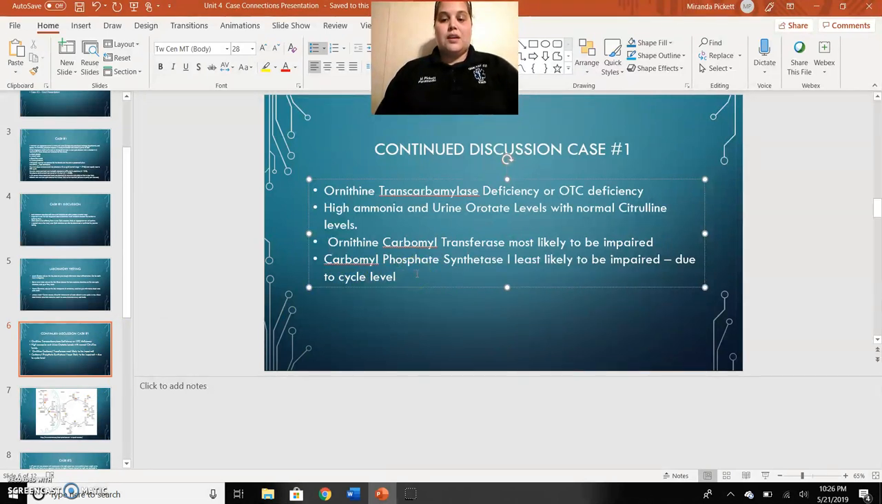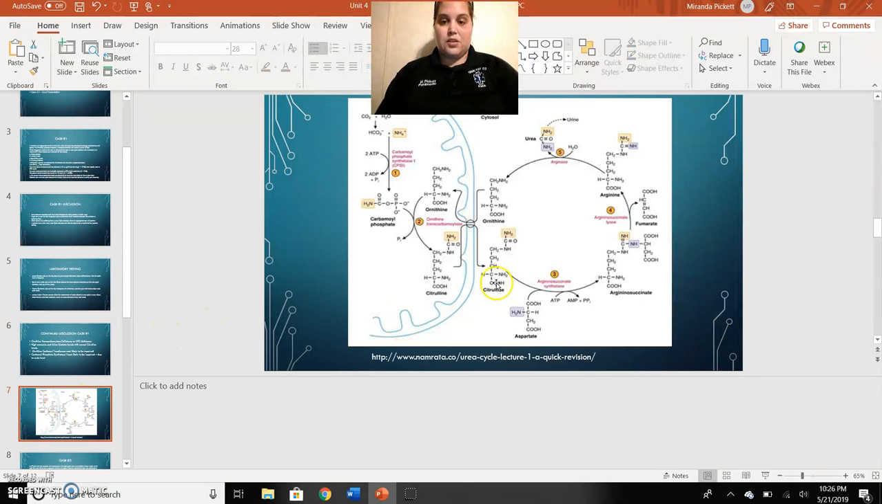I believe that the enzyme that is least likely to be impaired is the carbamyl phosphate synthetase 1 due to where it's at in the cycle of the urea cycle. And I'm going to go ahead and move on to the next slide so that I can show you a little more efficiently which is least likely and most likely to be impaired.